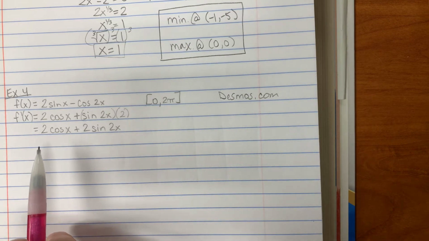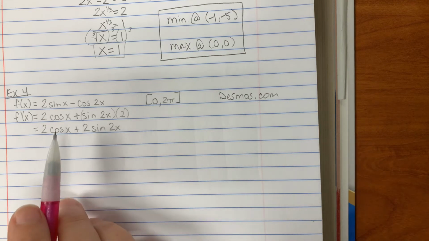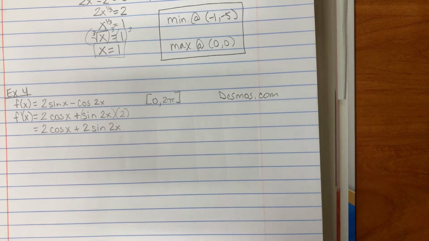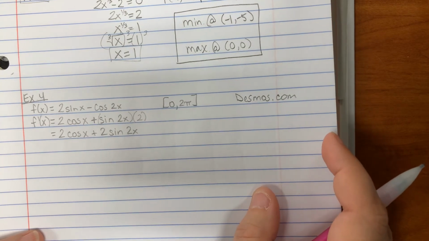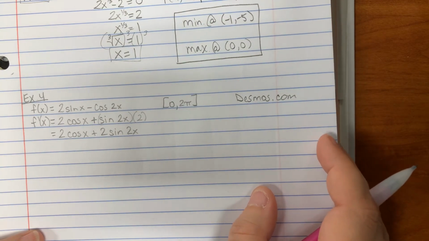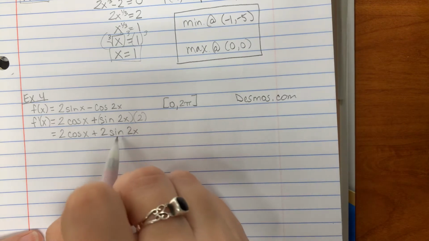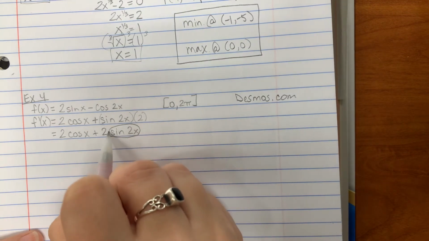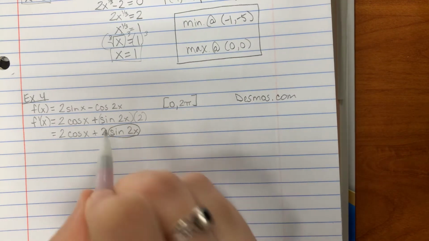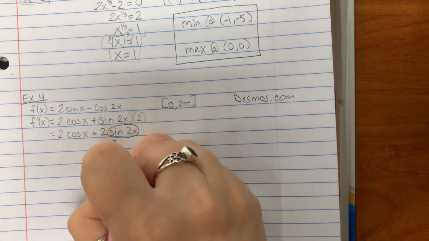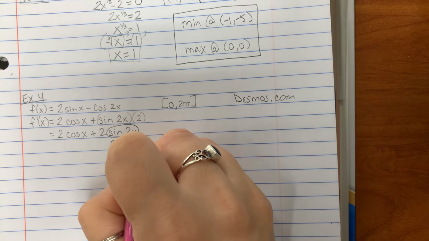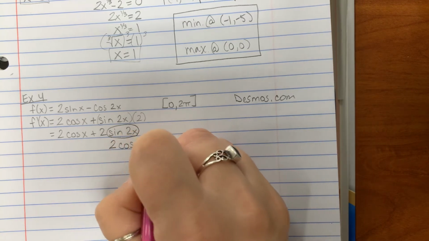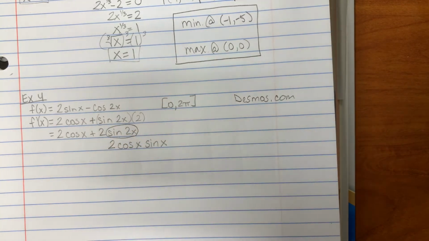So in this case, let's see. I guess I'll write it like they did because I don't think there's a better way to solve it. I was just trying to help you out a little bit. All right, so the sine of 2x, they used their trig rules and said that is the same thing as 2 cosine of x sine of x.